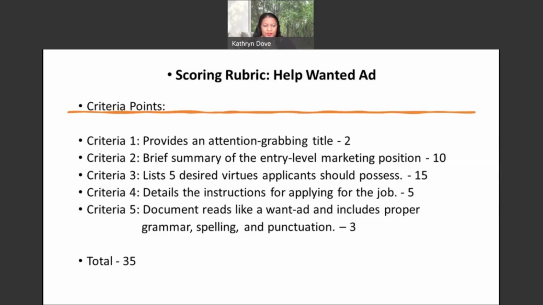3, be sure to list 5 desired virtues that the ideal applicant should possess. 4, detail the instructions for applying for the job. And 5, your document should read like a help wanted ad, not an essay. And please be sure to include proper spelling, grammar, and punctuation. So that assignment is worth 35 points.